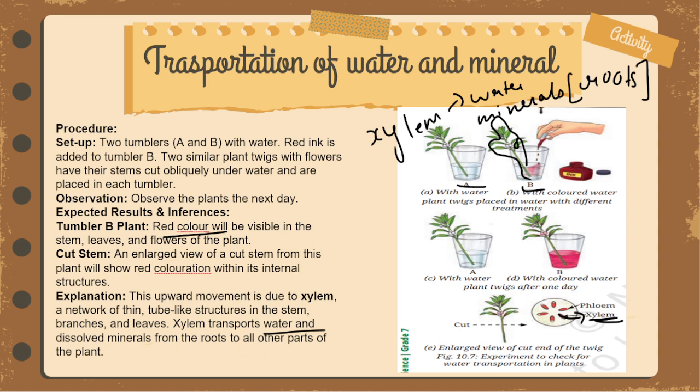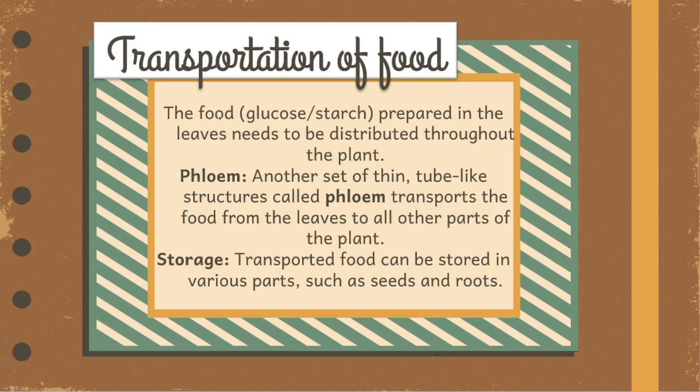Roots take care of these two things. They go up to other parts of the plant, especially the leaves, because leaves have to prepare food. Now we'll see, once the food is made, how it will be transported to the rest of the body of the plant. So food is prepared, and now leaves have to distribute it throughout the plant. So there is another tissue called phloem.